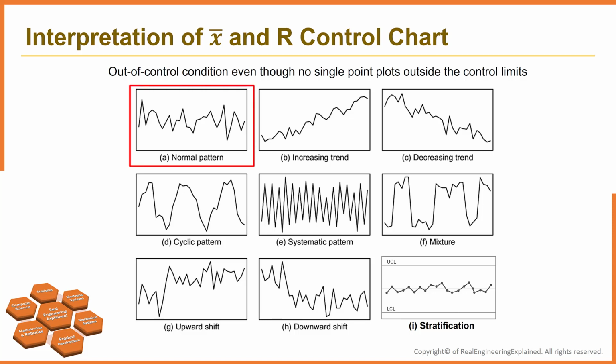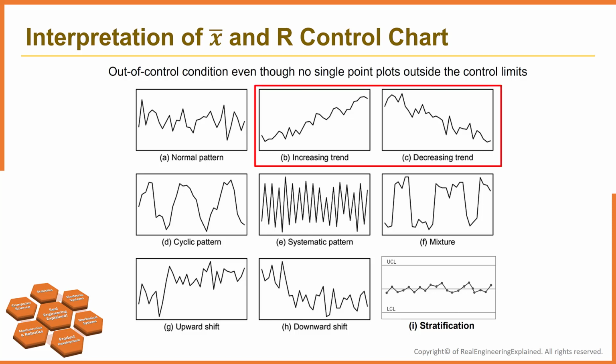In the normal pattern, the random variables Xbar and R are statistically independent and randomly distributed around the center line. So Xbar and R should behave independently on the control chart, with no correlation between the Xbar and R values. The second pattern is an increasing or decreasing trend, or continuous movement in one direction. These trends are usually due to a gradual wearing out of a tool or some other critical process component.